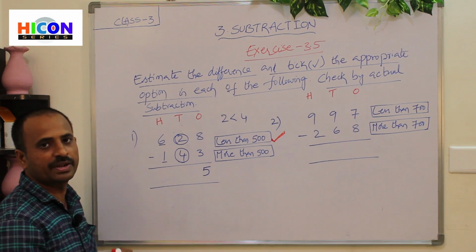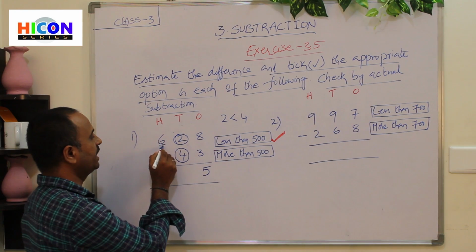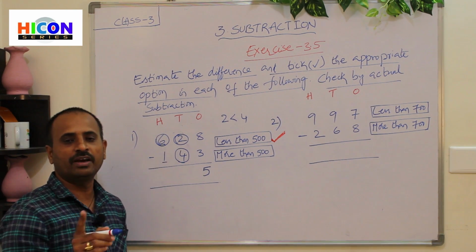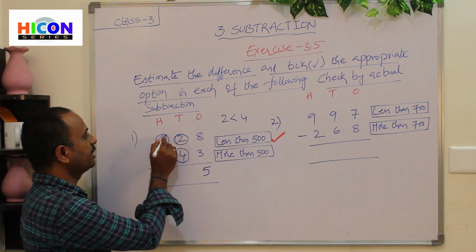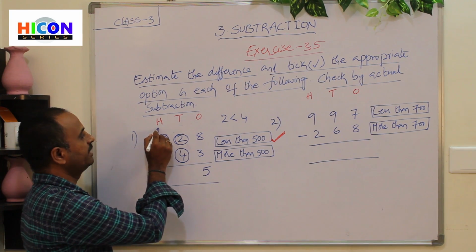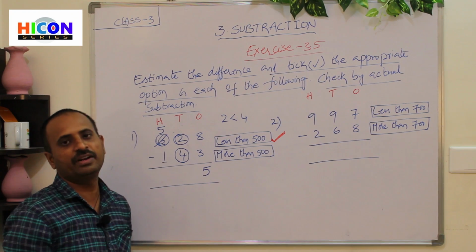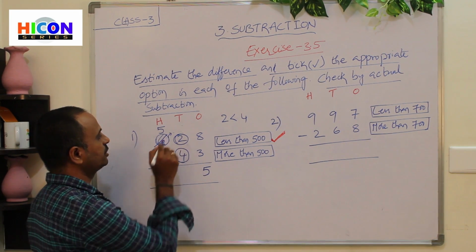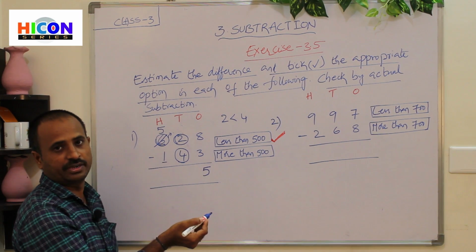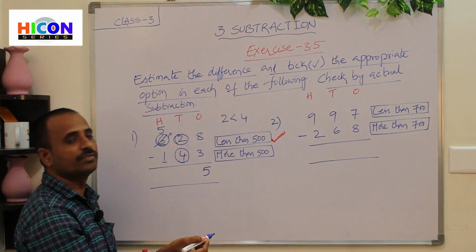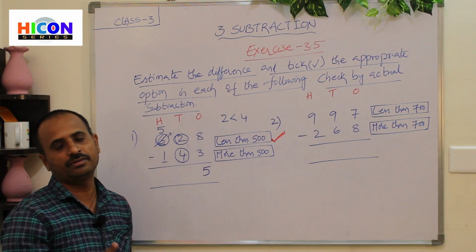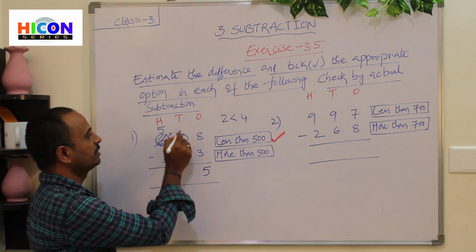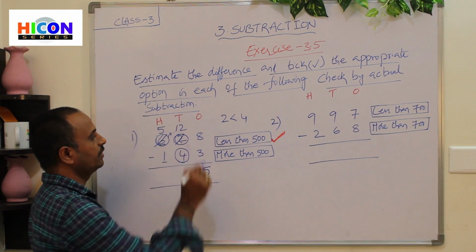What is the next place? Hundreds place. How many hundreds are there? 6 hundreds are there. So borrow 1 hundred from 600. If you borrow 1 hundred, how many hundreds will be there? There will be 5 hundreds. So write 5 there, and carry 100 to the tens place. If you carry 100 to the tens place, how many tens will it become? It will become 10 tens. There are already 2 tens. Total becomes 12 tens. So write 12 here.